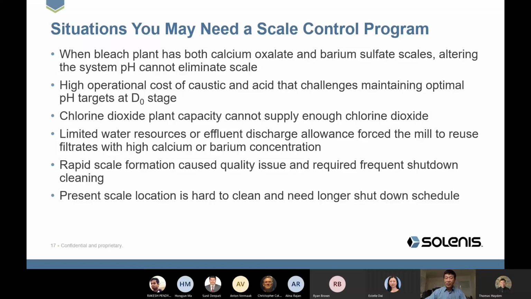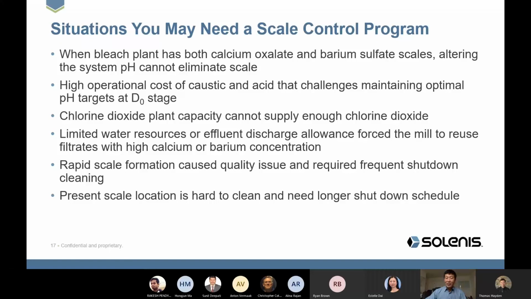The second is when the mill is using too much caustic and acid. If you adjust the pH up, then you can reduce caustic and acid usage. Also, some plants have limited capacity to produce chlorine dioxide. You want to improve chlorine dioxide efficiency by bringing pH up. We talked about earlier what pH is better for delignification.